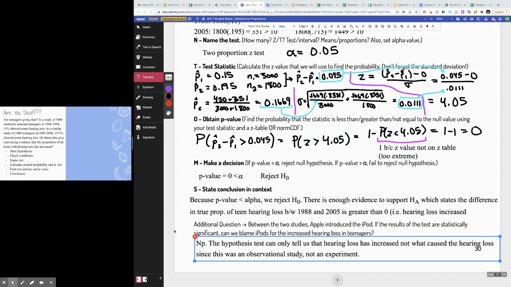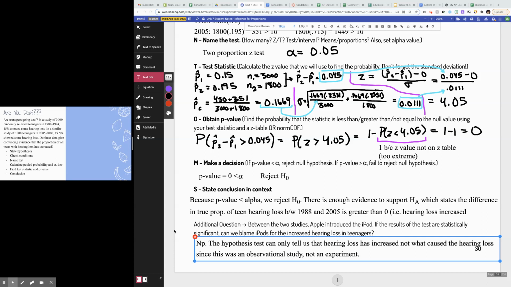And then I also need to set my alpha value. They did not give us one in this problem, so a safe bet is 0.05, okay? So for my test statistic, this time I didn't have to calculate each of my sample proportions because they gave me exactly what they were. So in 88, my sample proportion was 0.15. In 2005, it was 0.195. I wrote my sample sizes out there as well. So my statistic here is p hat 2 minus p hat 1, right? So 0.195 minus 0.15, and I got 0.045 for that.